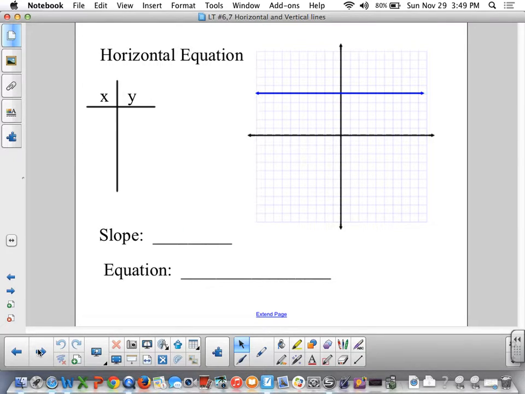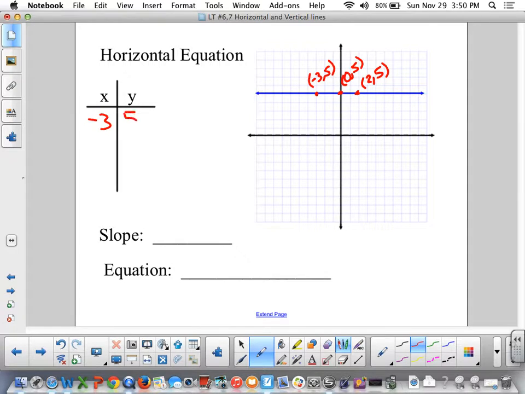First, let's investigate. We have a horizontal line, and what we're going to do is identify some points. This is 0, 1, 2, 3, 4, 5. So that's point (0, 5). This is (2, 5). This is (-3, 5). And if we just identify some points on this line, what do we notice? (-3, 5), (0, 5), (2, 5).